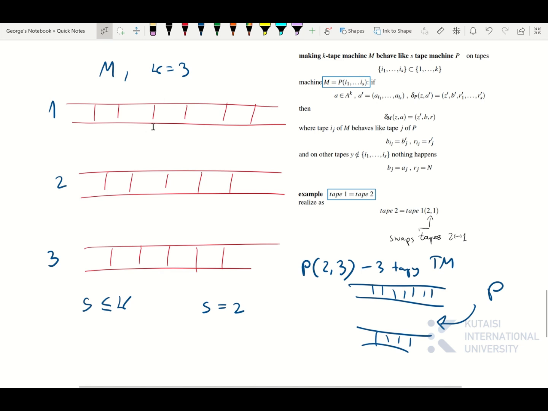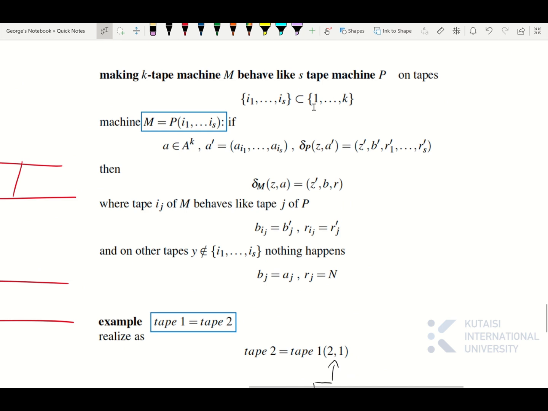And what I'm supposed to do is act like P on tape 2 and tape 3 and do nothing on tape 1. So tape 1 is always fixed, and I'm doing the same exact things on tape 2 and tape 3 according to what P was doing on tape 1 and tape 2. That's basically it. But generally, what I have is a k-tape machine, in our case 3, and I choose a subset. That means I choose which tapes I want.